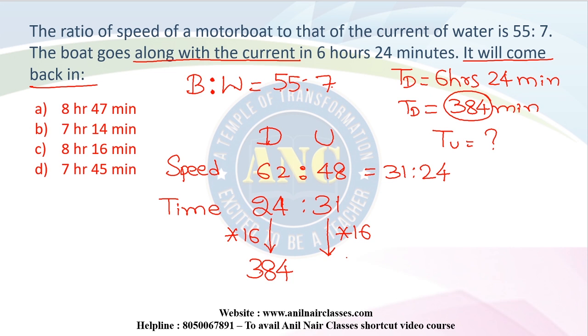I hope you are all understanding and enjoying this beautiful concept of ratios. 31 into 16 should be 496 minutes. Convert it to hours. 496 is 8 hours, which is 480 minutes, plus another 16 minutes to make it 496 minutes. Answer is option C.